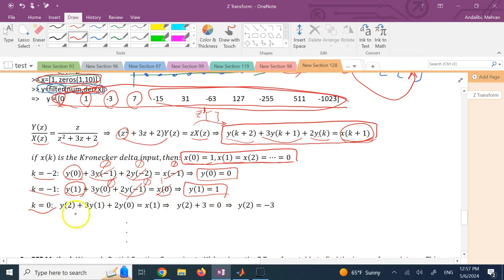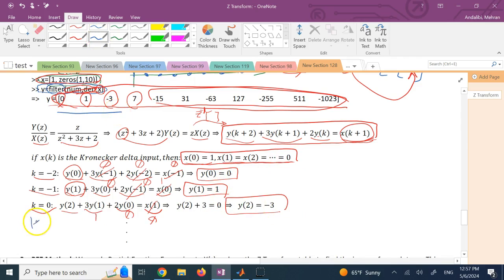Plug in k of 0 now, you get y of 2 plus 3y of 1 plus 2y of 0 equals x of 1. This guy is 0. y of 0 is 0. y of 1 is 1. So you get y2 plus 3 equals 0. So y2 becomes negative 3. And you see, your numbers are 0, 1, and negative 3, which are these three numbers.